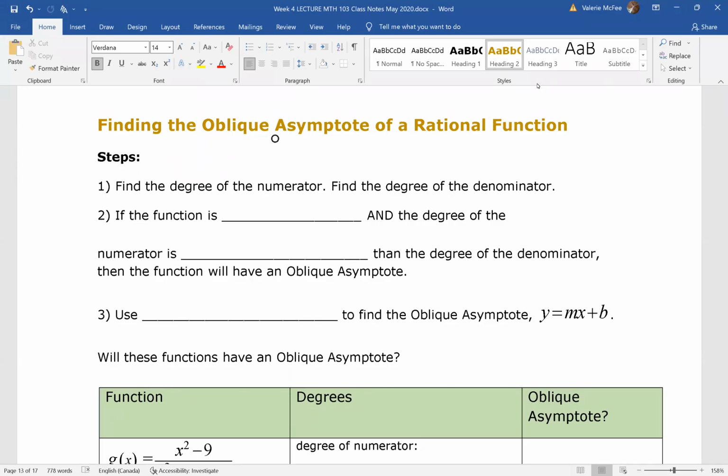To find the oblique asymptotes, we have a couple of steps to follow. Again, we're going to find the degree of the numerator and the degree of the denominator. If the function is improper, and if the degree of the numerator is 1 more than the degree of the denominator, then we have an oblique asymptote.